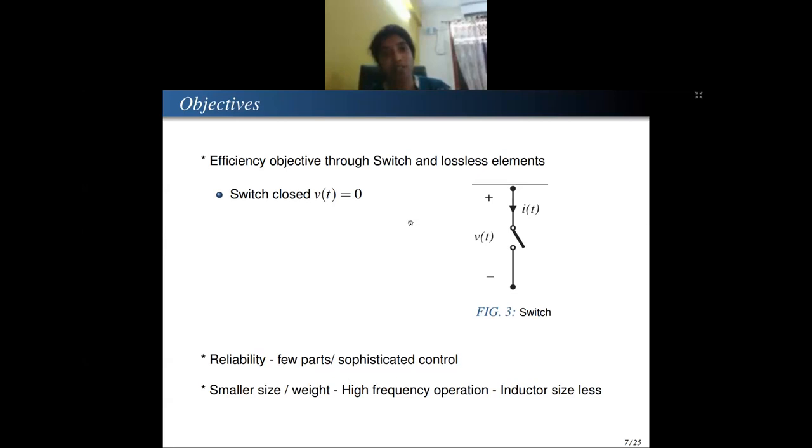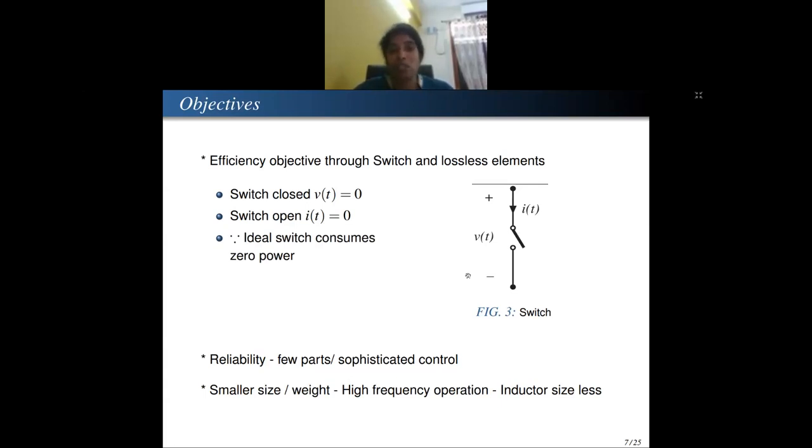So first, if we look at a switch, when we close the switch, the voltage across the switch, v(t), is 0. If we open it, it's like a normal switch, the current through it will be 0. Therefore, an ideal switch consumes 0 power. So the power loss, if we use the switch, would be 0, but it should be an electronic switch so that it would be fast enough compared to a mechanical switch.